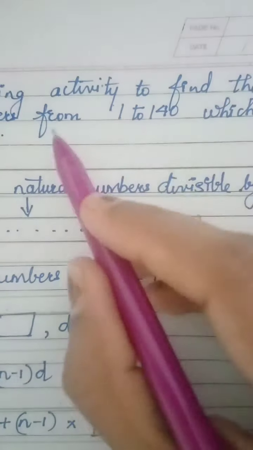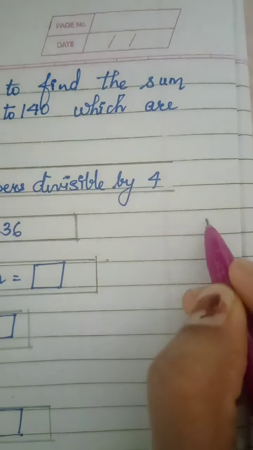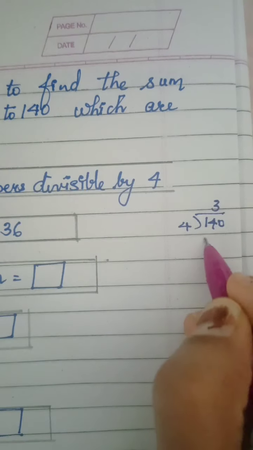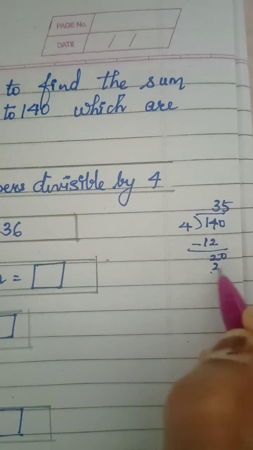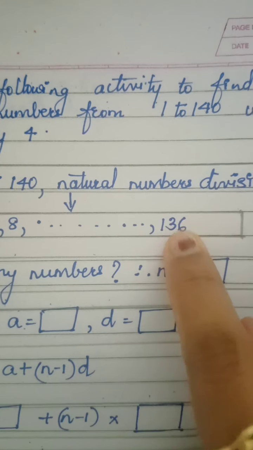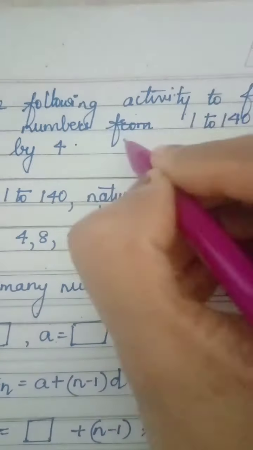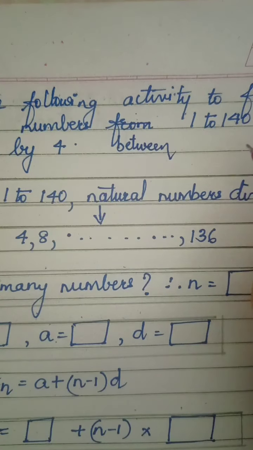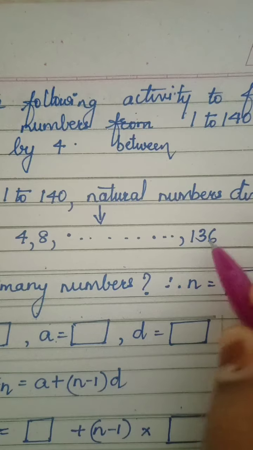But if they are asking from 1 to 140, 140 is also divisible by 4. Please check. 140 divided by 4. 4 3s are 12, and 4 5s are 20. Correct? You're getting remainder as 0. So 140 is divisible by 4, but they have ended it on 136. That means this question should be between 1 to 140. So before 140, the last number divisible by 4 will be 136.